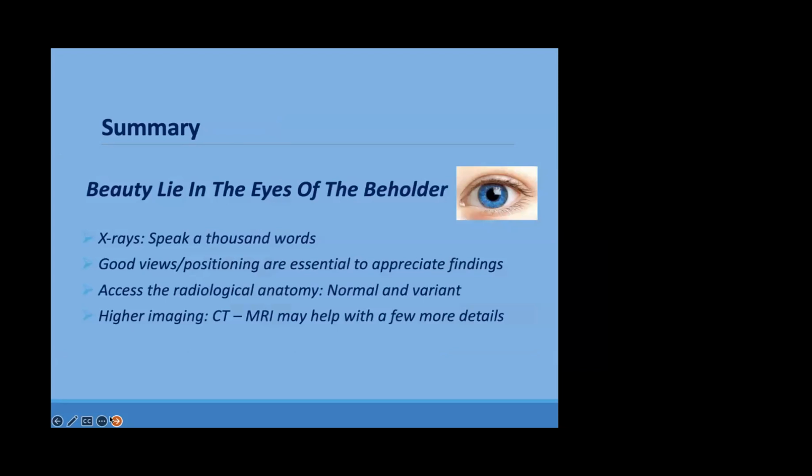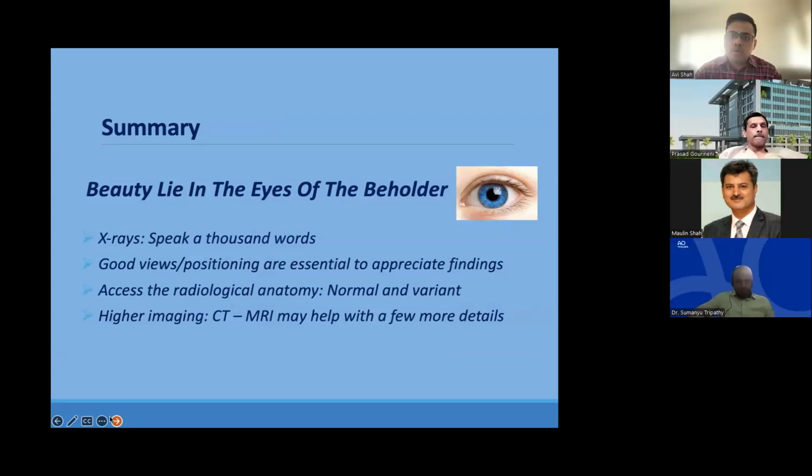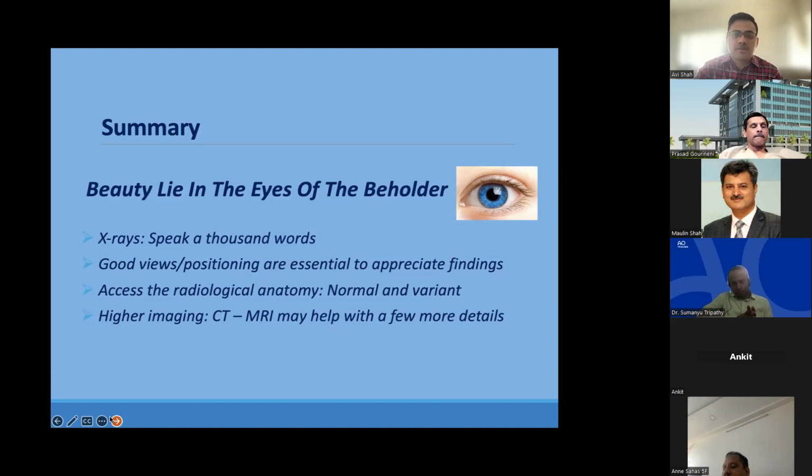So in summary, the beauty in these X-rays lies in the eyes of the beholder. It speaks 1,000 words. We need good views. Positioning is really, really important. We need to really assess the radiological anatomy, whether it is normal or a variant. And if at all we need any information, we do have higher imaging like CT and MRI, which adds on and gives us more details.